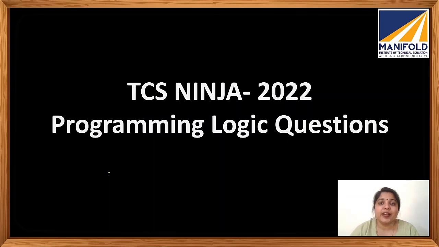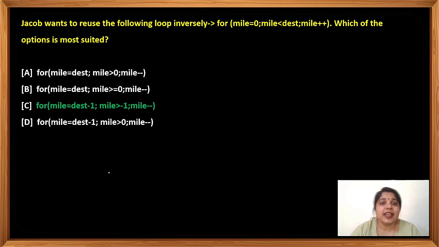TCS Ninja 2022 Programming Logic Questions. Jacob wants to reuse the following loop inversely. For mile equal to 0, mile less than dest, mile plus plus. Which of the options is most suited? So consider dest is equal to 5. Let us now evaluate what Jacob wants to do.